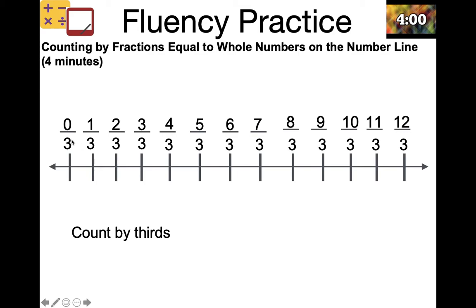Now, what's really cool about this is you guys can take a good look at how the denominator, or the number on the bottom, never changes. We're still only talking about thirds. The number on the top increases by 1 as we increase by 1 space.